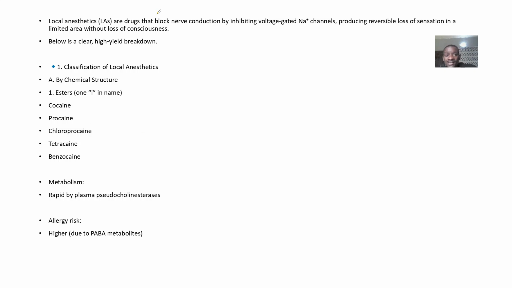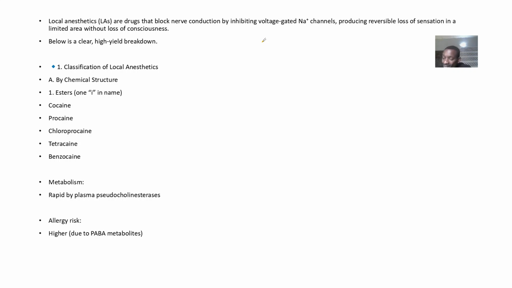So local anesthetics, you should know that there are drugs that block your nerves. So your nerve in front is not able to communicate with the nerve at the back. So there's no communication. That nerve has pain, but it's not able to push the pain to the other one. So it cuts the pathway for pain. All right. So they inhibit voltage-gated sodium channels. Okay. They also produce reversible loss of sensation in a limited area without loss of consciousness.